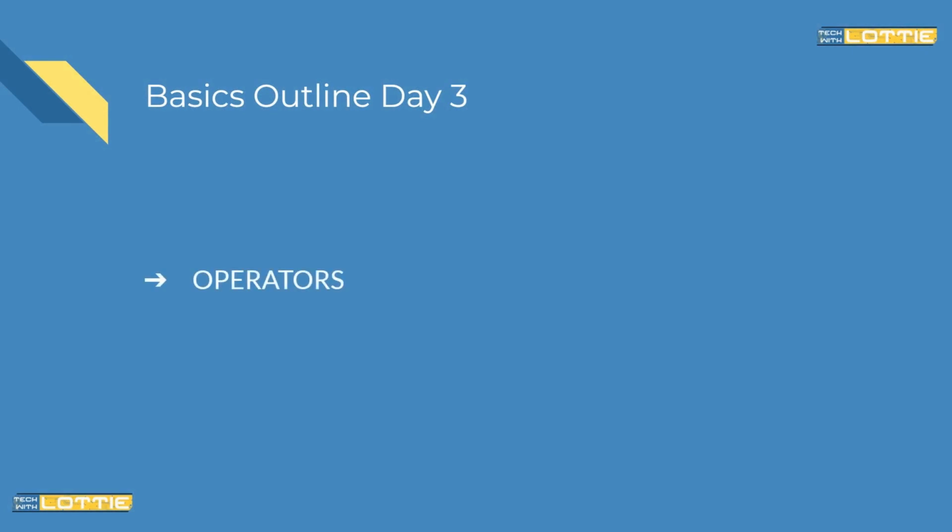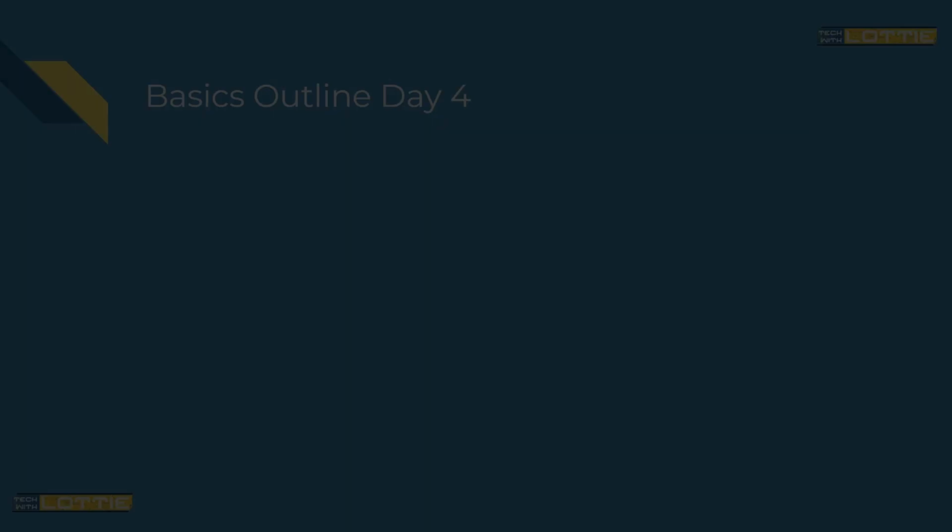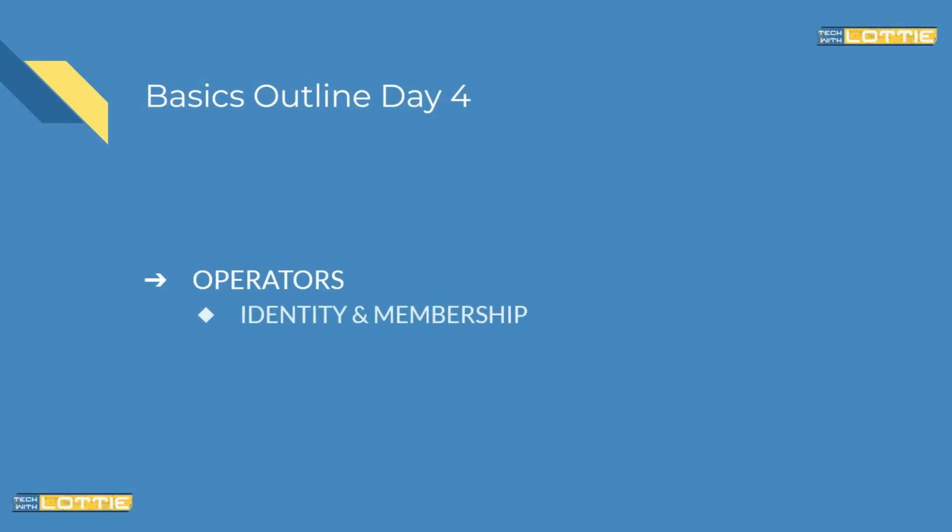So, on day number 3 we looked at operators: arithmetic and assignment, comparison and logical. Now we're in day number 4 and we are looking at operators again, to continue where we ended. We're looking at identity and membership today. We are looking at bitwise. Let us dive right into our visuals.